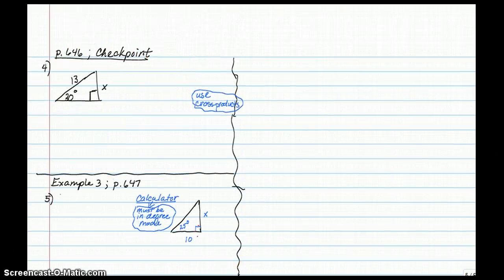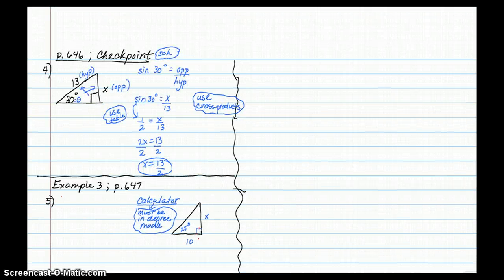Again, you have another opportunity to practice on page 646, number 4 from the checkpoint activities. Another opportunity to practice with the tables, because this again is a 30-degree right triangle, so it makes it one of the special triangles. I want you to practice on that, turn the recording back on, and then we're going to move into when they are not special triangles.